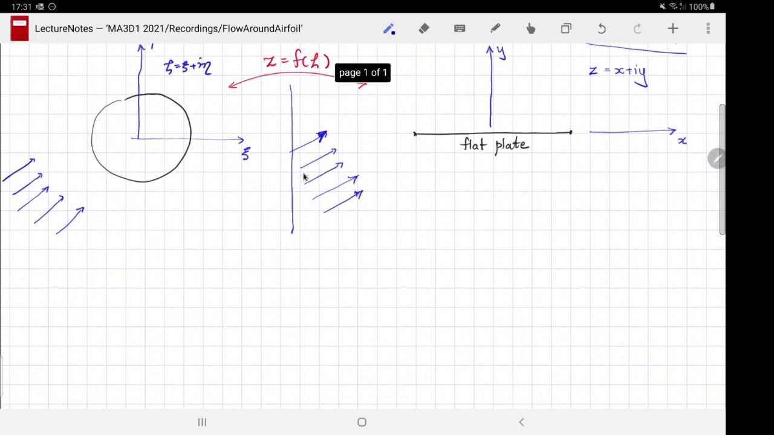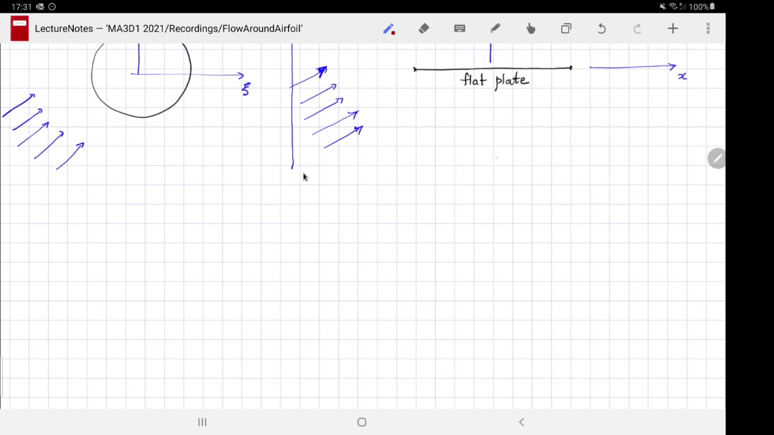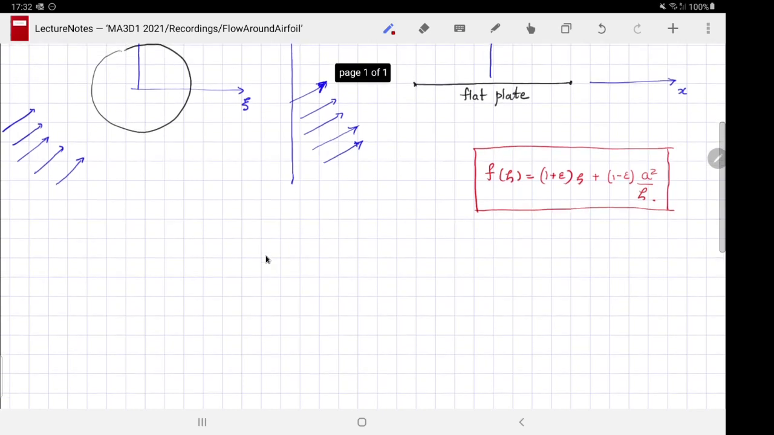Let's see if such a map can be found. So now I'll switch to red, and my claim is f of zeta is (1 plus epsilon) zeta plus (1 minus epsilon) a squared over zeta, that this map serves our purpose. Epsilon and a are constants, and we are going to figure out what these constants are supposed to be.